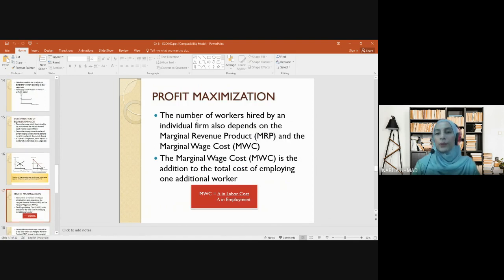Okay, now kita lihat pula profit maximization. The number of workers hired by an individual firm depends on the marginal revenue product and marginal wage cost. So what is marginal wage cost? It is the addition to the cost of employing one additional worker. So it is the change in labour cost divided by the change in employment.